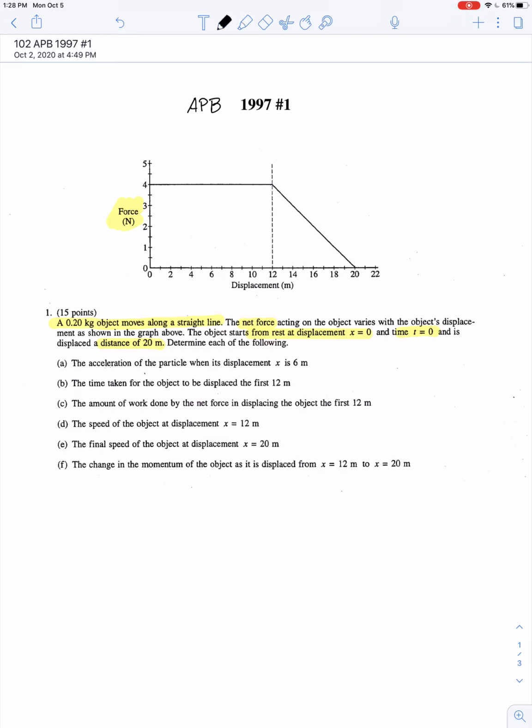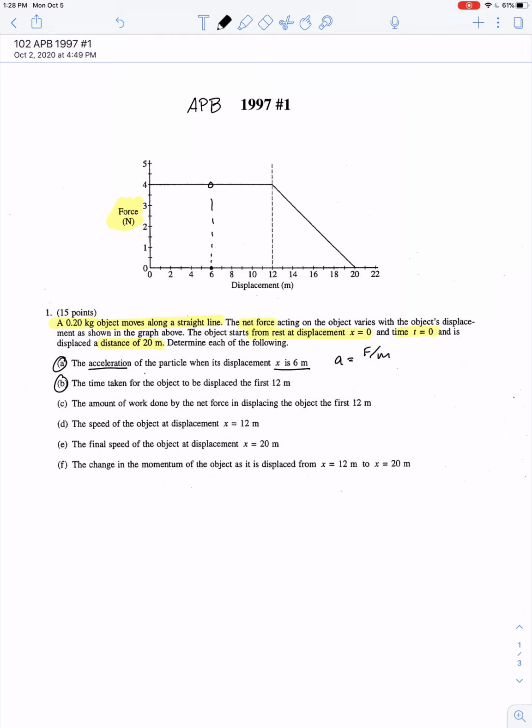So the first one, find the acceleration when the displacement is 6 meters. So let's just find where 6 meters is on our graph. Okay, read up here, got it. So I guess the value for force is 4 newtons. All I'm going to say here is acceleration can be found by dividing force by mass. I'll leave that up to you.